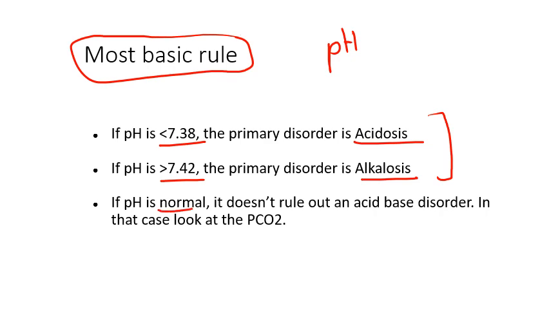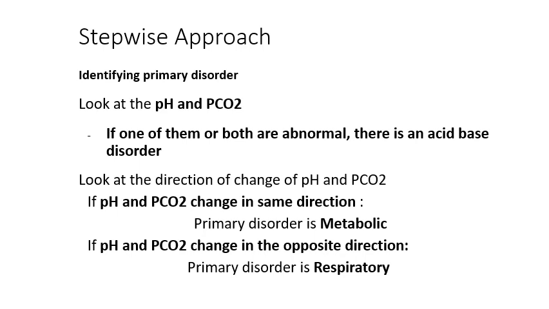If pH is normal, it can be a normal ABG or it can be a mixed acid-base disorder. I will talk about them in the subsequent slides, but for now just remember that if the pH is normal, you should look at PCO2, and the direction of change of PCO2 determines what is the primary disorder. So let's see how to approach it. So, looking at a stepwise approach to acid-base problems.